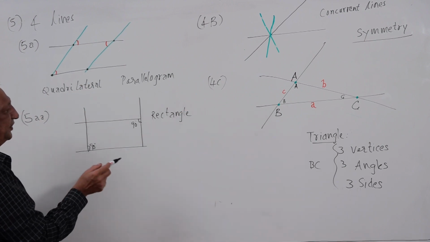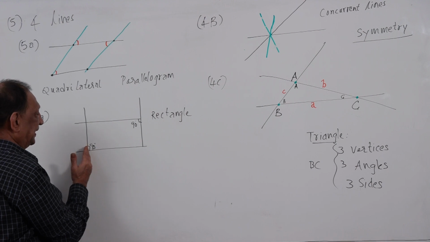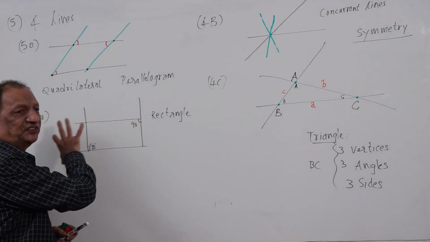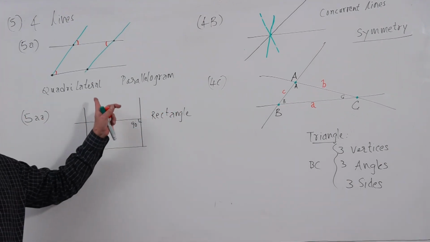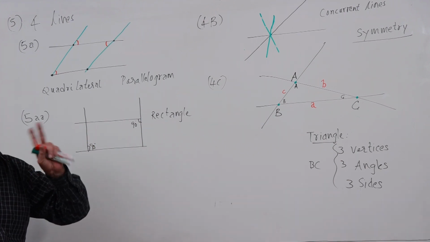Now a rectangle, you can see, has got two parallel lines and a vertical distance. Therefore, that minimum distance is the same. So opposite sides are also equal. So opposite sides are equal, opposite angles are equal, and the angles are 90 degrees. So that is a rectangle.